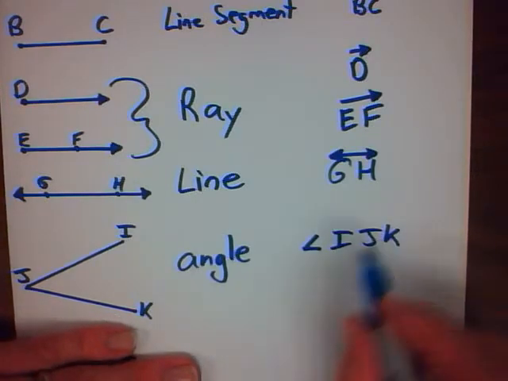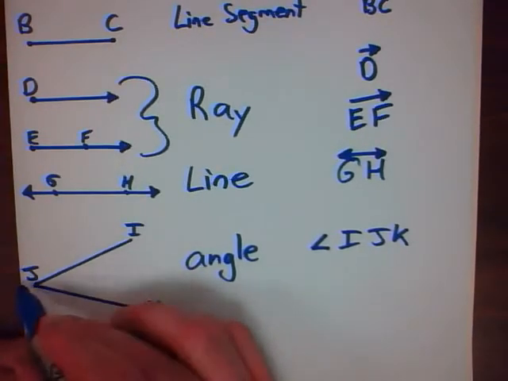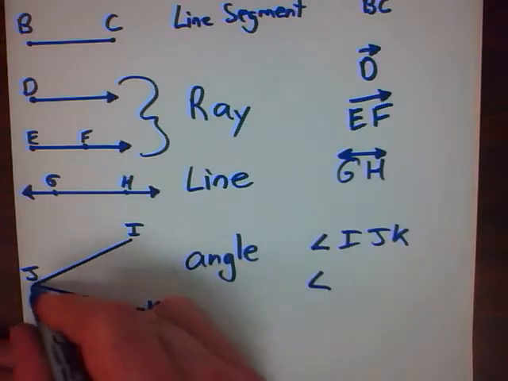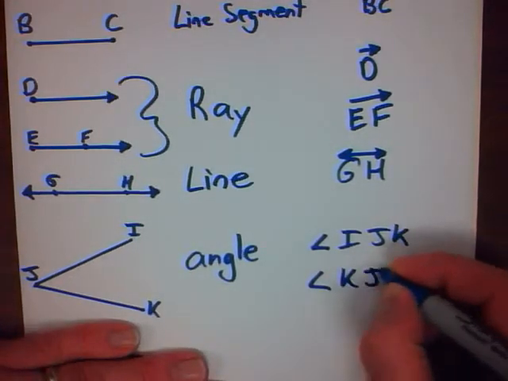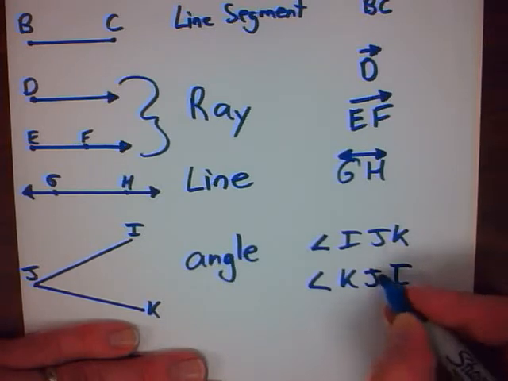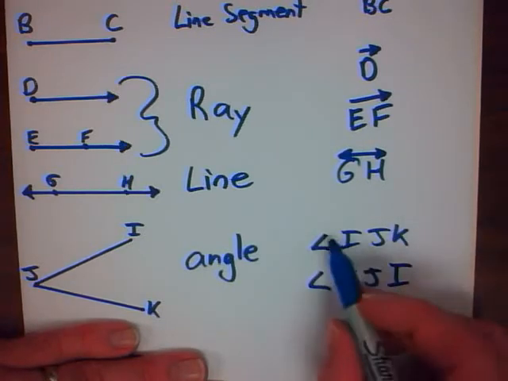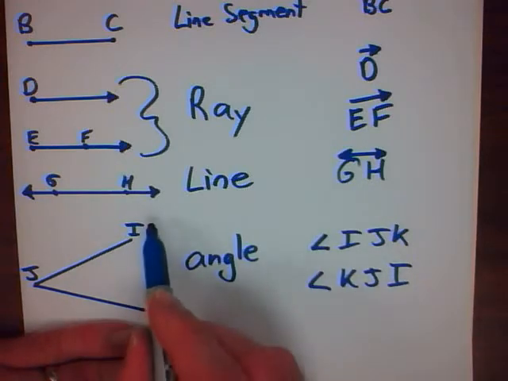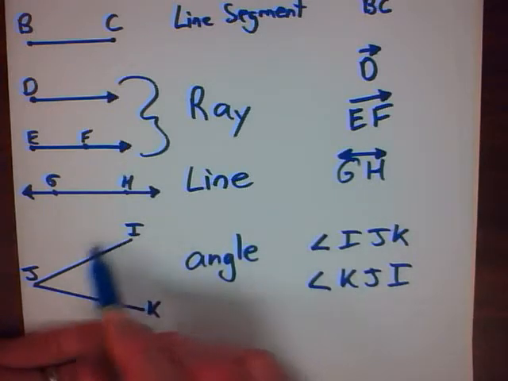You see, this has to be in the middle. This is the vertex where the two lines meet. That's a vertex right there. That has to be in the middle. However, if I wanted to do it this way and go KJI, that would also be acceptable, as long as the vertex of the angle is still in the middle. This says angle IJK, angle KJI. And that names this angle.